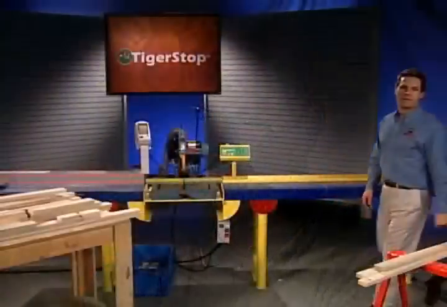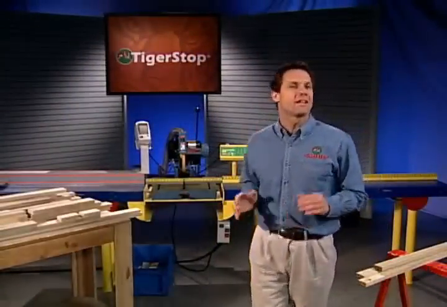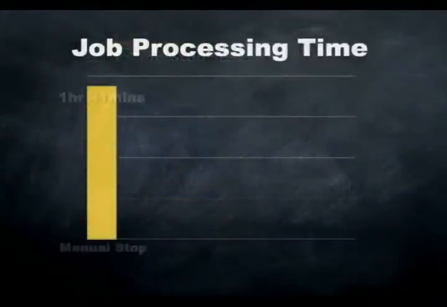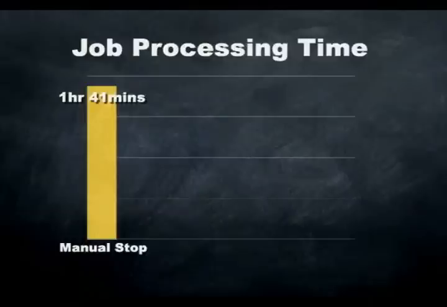That's excellent. Is the Tigerstop more efficient? No doubt about it. Let's look at the numbers and compare a traditional setup with a Tigerstop. As you can see, our custom cut order using a traditional stop and chop saw took over 1 hour and 41 minutes and wasted a substantial amount of material.